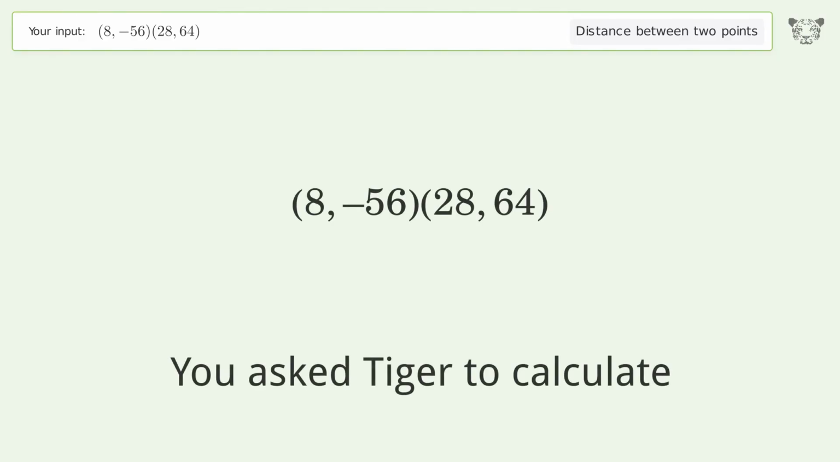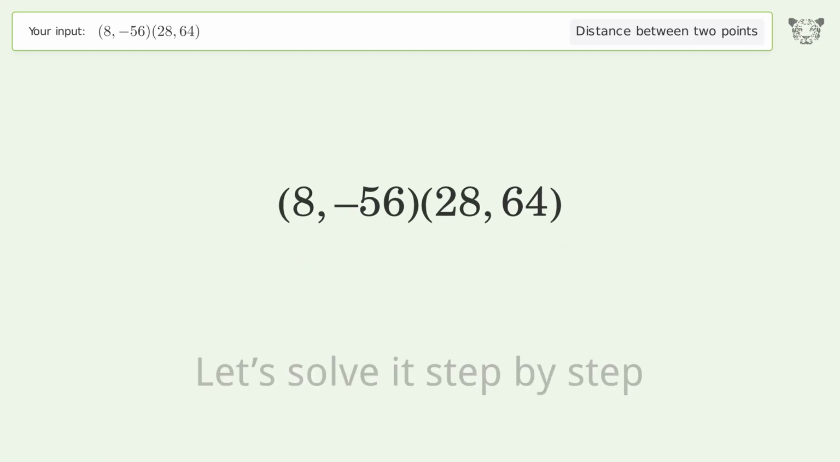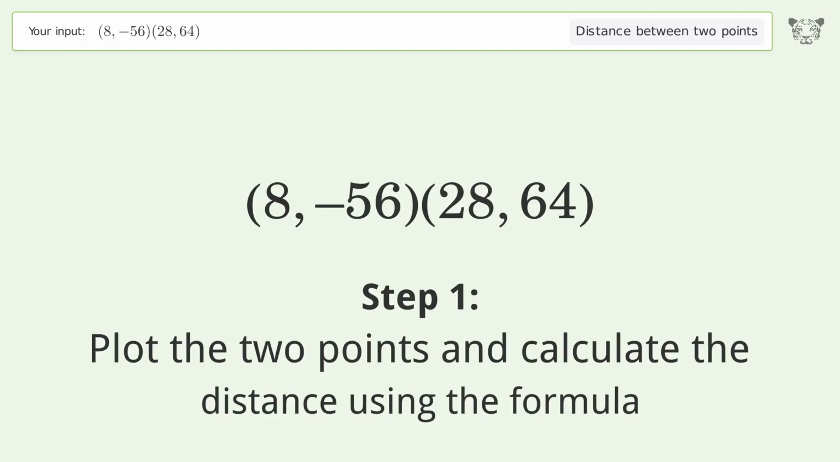You ask Tiger to calculate. This deals with the distance between 2 points. The distance between the 2 points is the square root of 14,800 or 121.655. Let's solve it step by step. Plot the 2 points and calculate the distance using the formula.